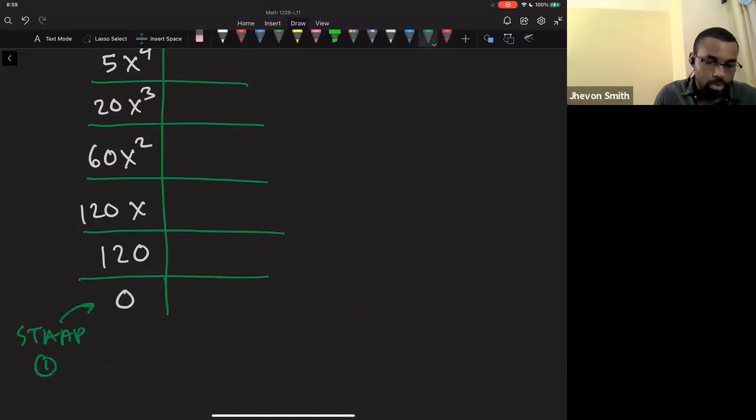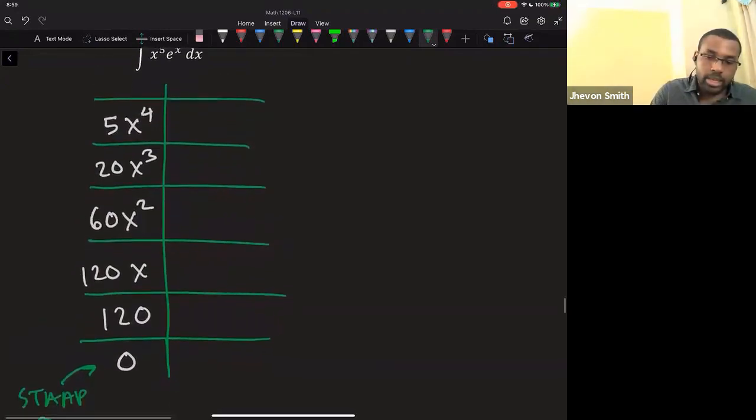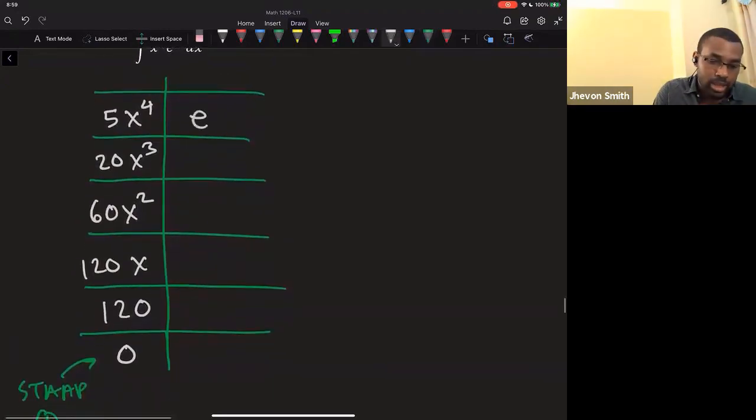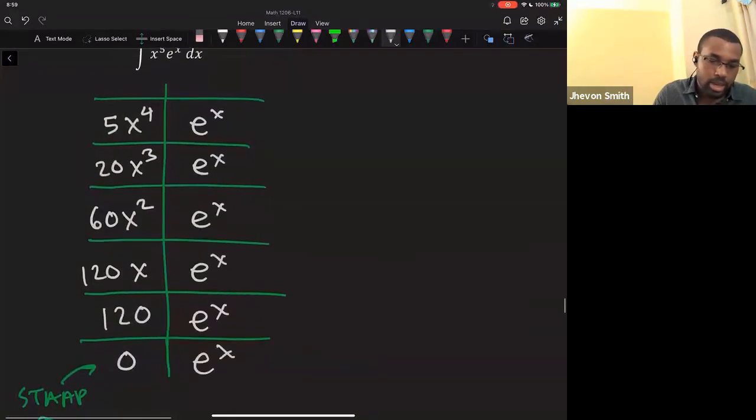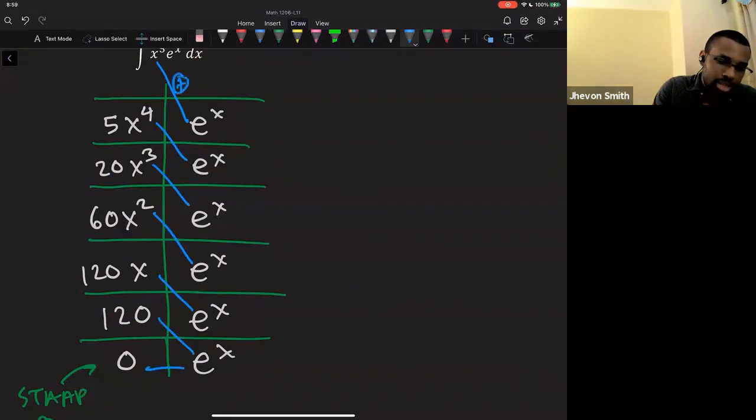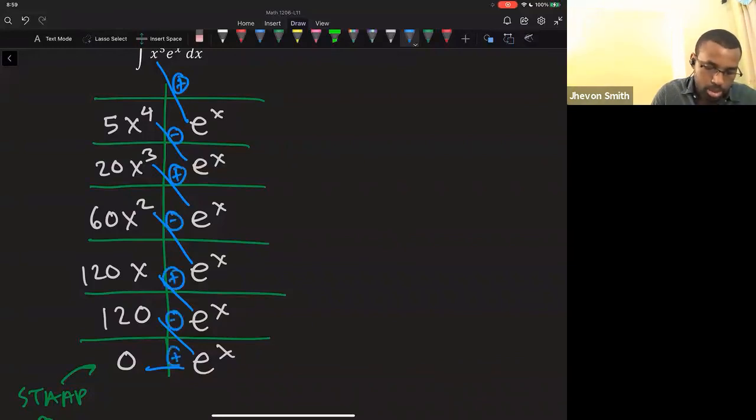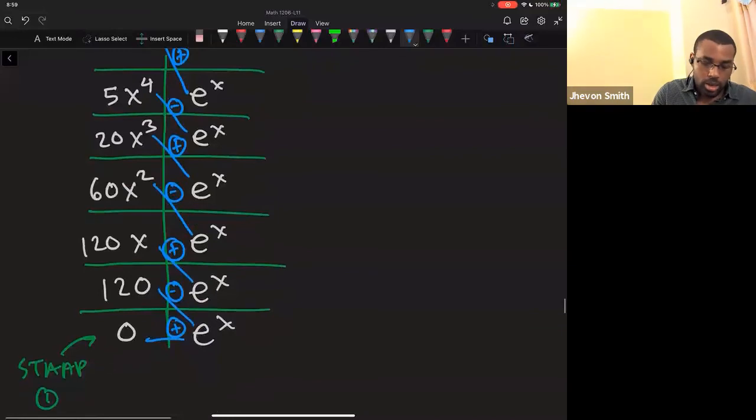Condition 1, right? Then the e to the x, I'm just going to keep integrating. So that's e to the x, e to the x, e to the x, e to the x, e to the x, e to the x. And I'm going to multiply this times that, across each row. Plus sign here, minus sign here, alternating, until the last one, which is going to be a 0.